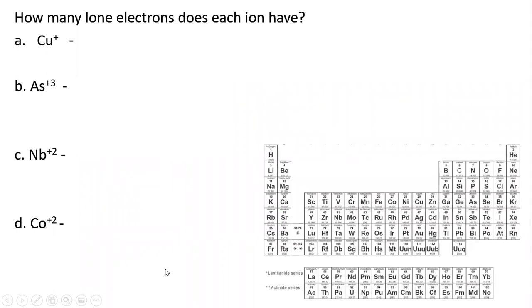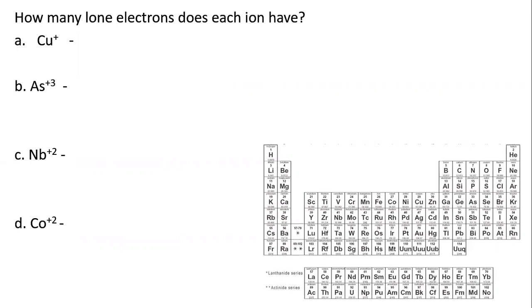Now we're switching gears. We're talking about lone electrons in each ion. And the reason I like to use lone electrons is because it's a way for people to be able to do the orbital diagram to determine the lone electrons, rather than just having to write the electron configuration for every question.